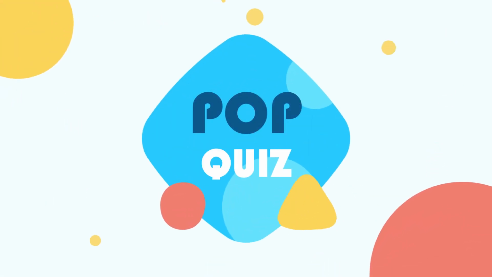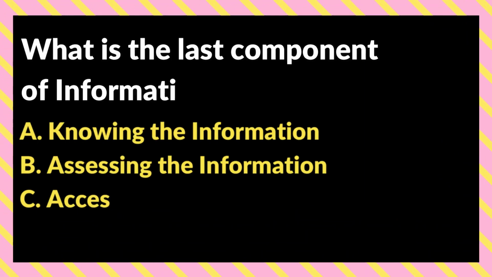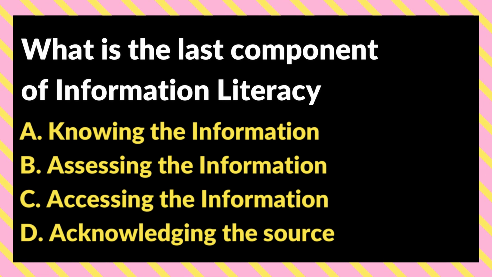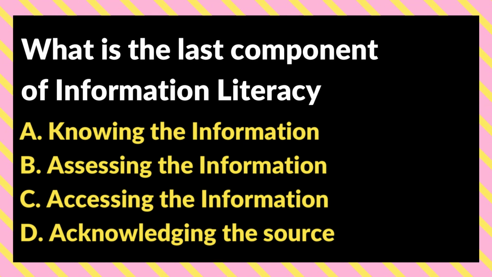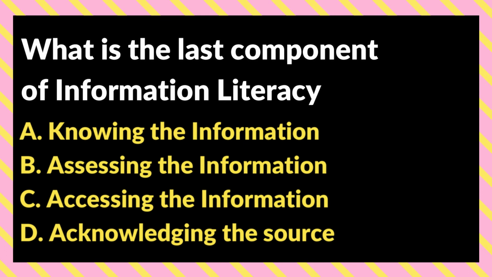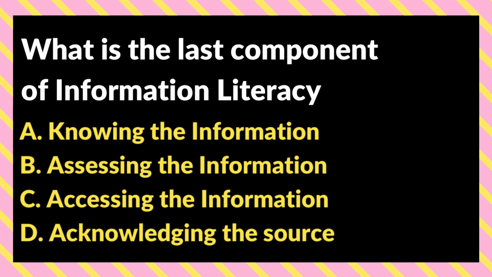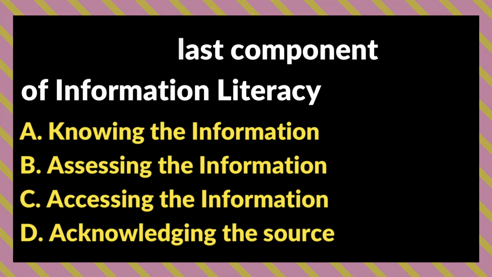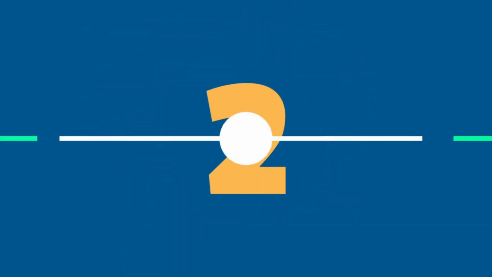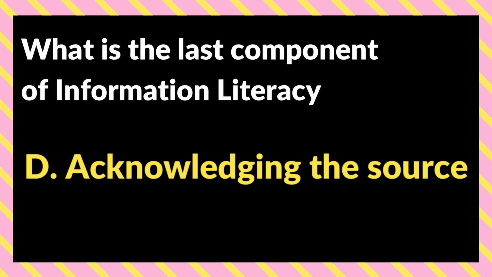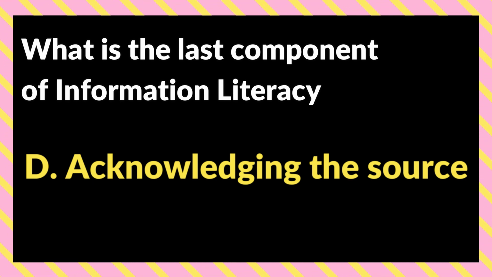It's time for a pop quiz. What is the last component of information literacy? A. Knowing the information. B. Assessing the information. C. Accessing the information. Or D. Acknowledging the source. You only have 10 seconds to answer the question. 10 seconds starts now. And the answer is letter D, acknowledging the source.